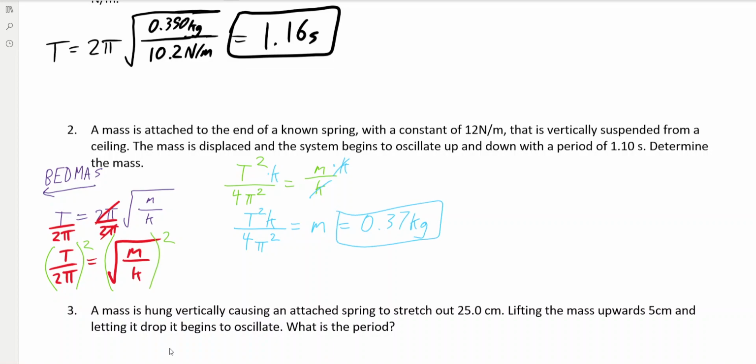Okay, and that is our final answer. We often like to just put it into grams, but in this case there aren't enough sig digs to do so. So it is in kilograms in this case.